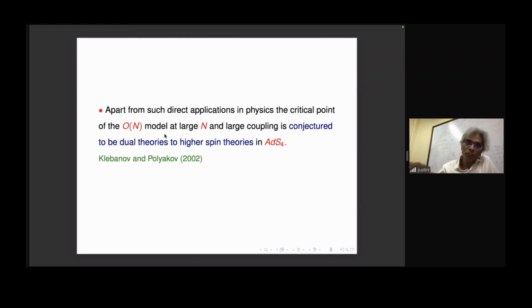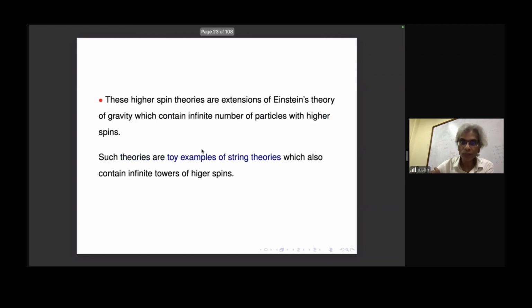The non-trivial critical point of the O(N) model at large N, at strong coupling, is conjectured to be dual to higher spin theories in AdS4. This is not two-derivative gravity, but more esoteric theories in which there are arbitrary spins. So in fact, you get information about that.